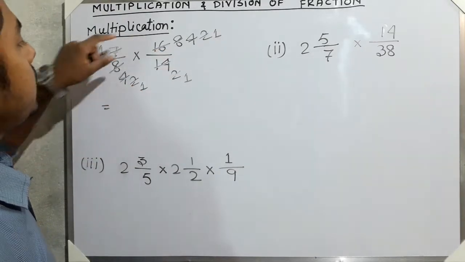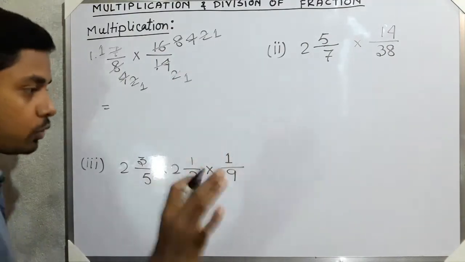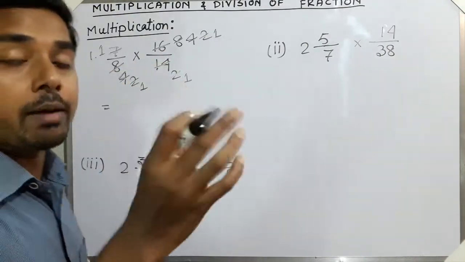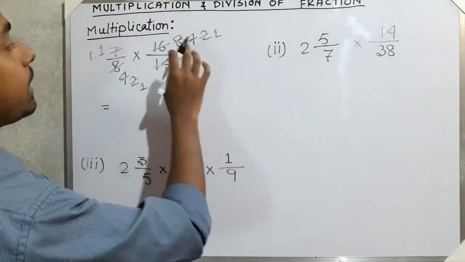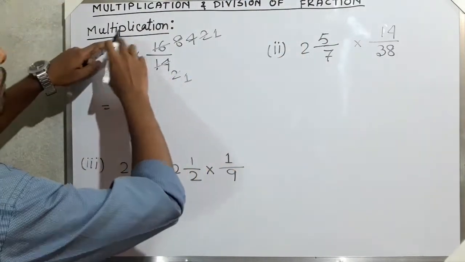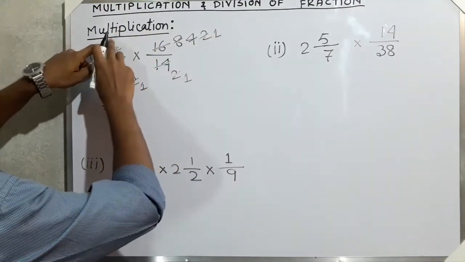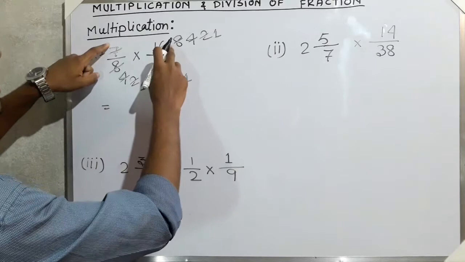Now all the denominators and numerators you have got 1. Now what do you have to do after cutting? You have to multiply up and down. That means the upper numbers you have to multiply. This numerator will be multiplied with this numerator only.